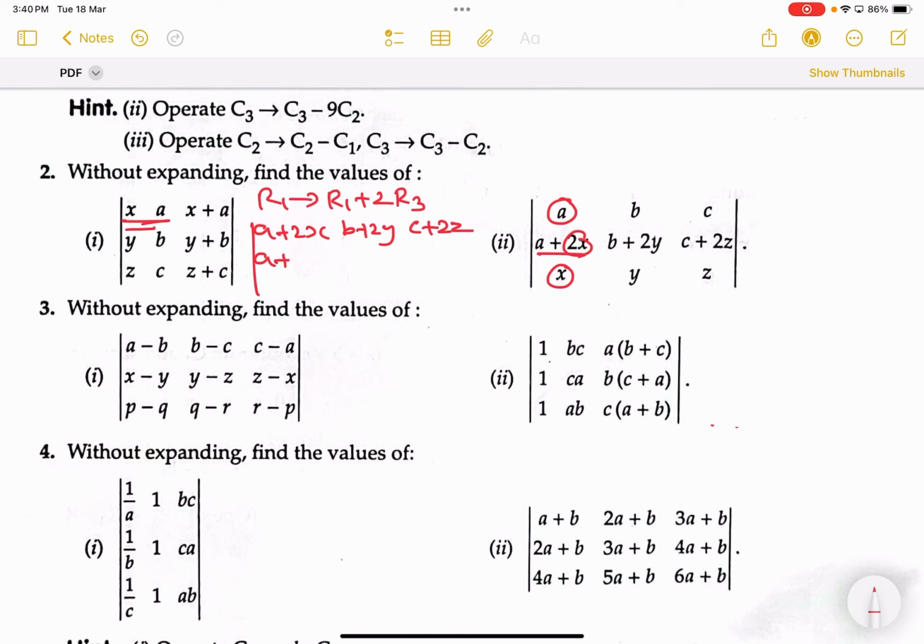The same you have in the R2 also. So there are two identical rows. Therefore, Delta is 0, therefore the determinant is equal to 0. Okay, we are not directly doing the determinant. Using the property we are finding the answer.